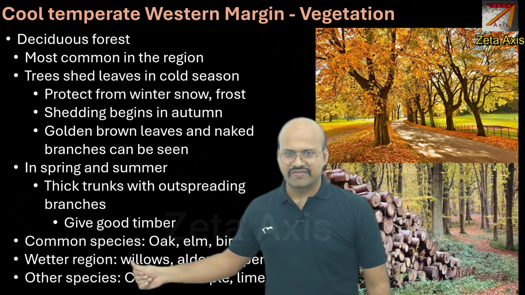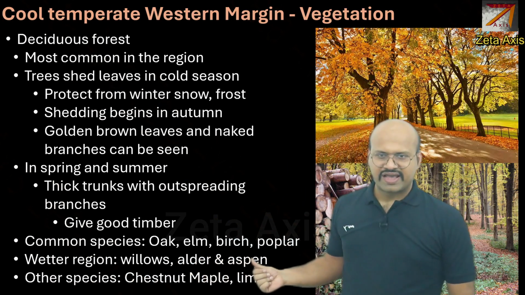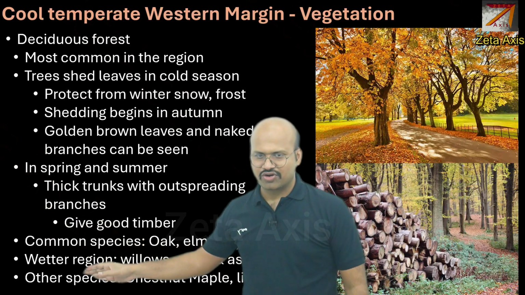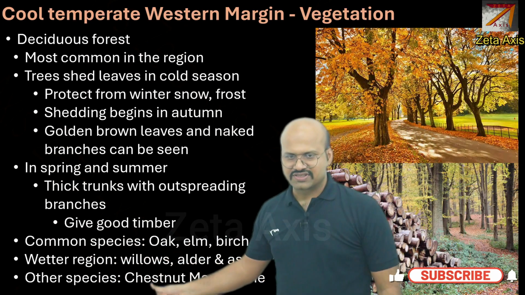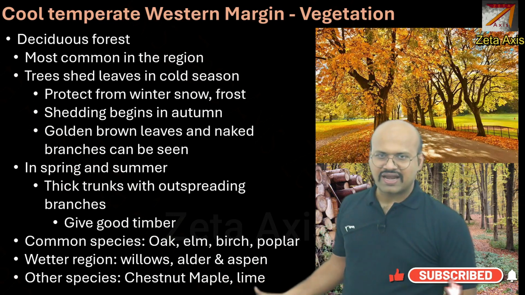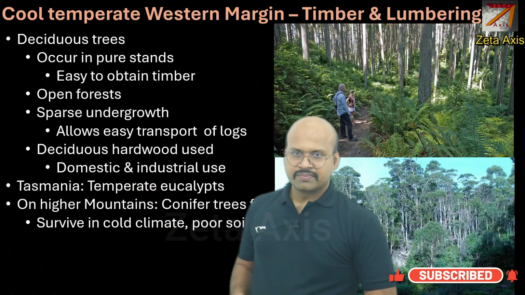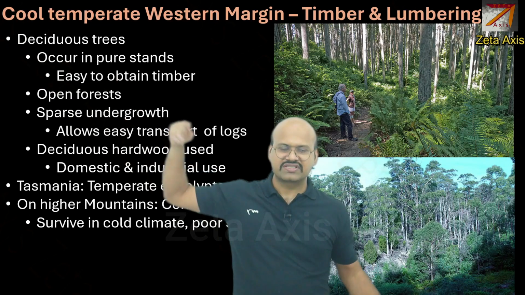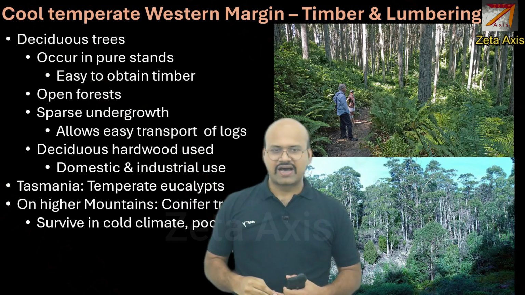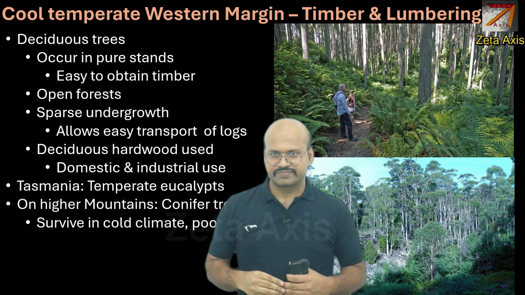Wetter regions will have willows, alder and aspen. So the regions where there is higher amount of rainfall, we will get this type of trees. And then there are other species: chestnut, maple and lime. Now if you see the deciduous trees, then they occur in pure stands, which means that same species of trees are present at the same location.